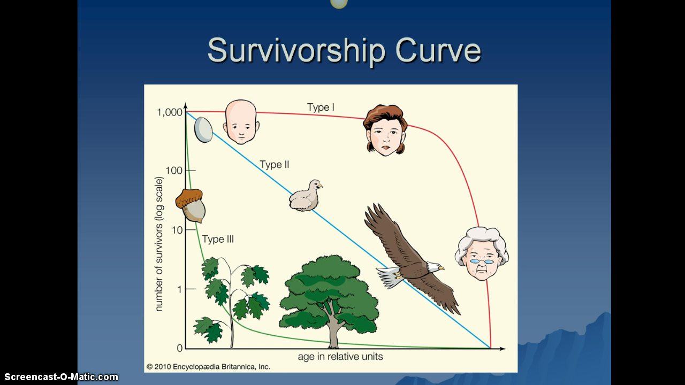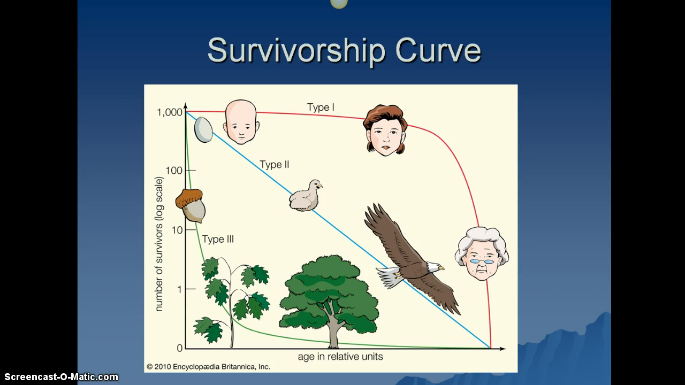Type 2, birds are an example, and with type 2, doesn't matter how old the individual is, their chance of survival or their death rate chance is the same throughout life. So it's not like when they're young, they're easy to pick off or anything like that. They just have the same chance of survival no matter how old they are.